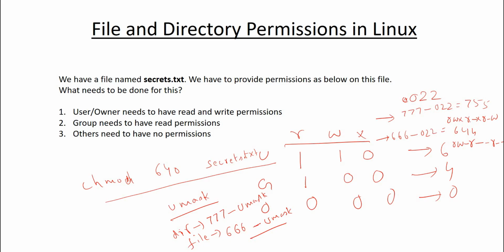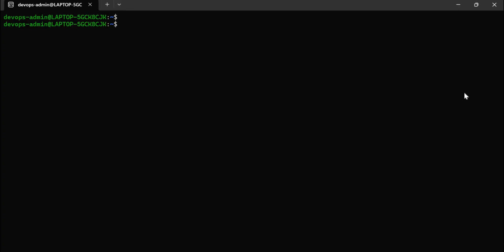So let us log into one Ubuntu machine and let us go through some of the examples. So let's start the demo. This is a Ubuntu machine. Let us try to create some files and directories and let's check the permissions. Before that, we have already seen the default permissions for the files and directories will be obtained based on the value of umask. So let us see the default value of umask here.